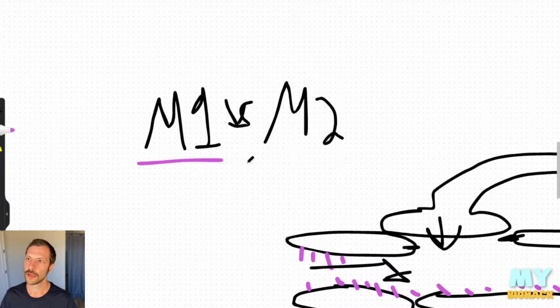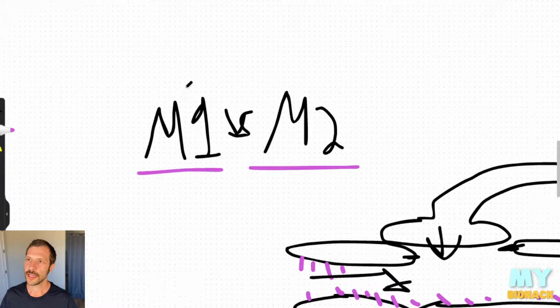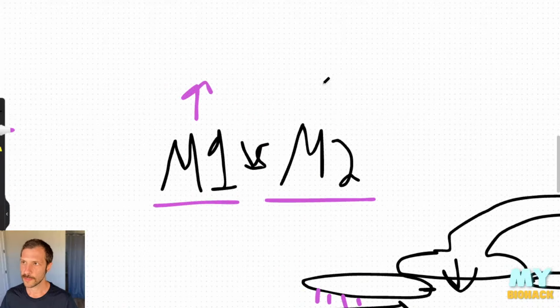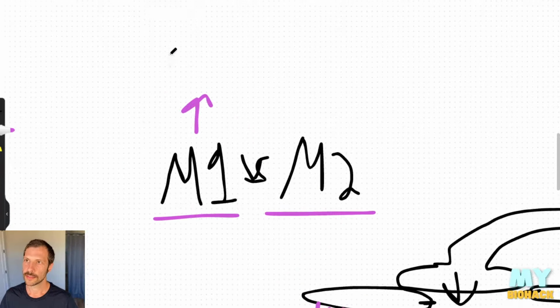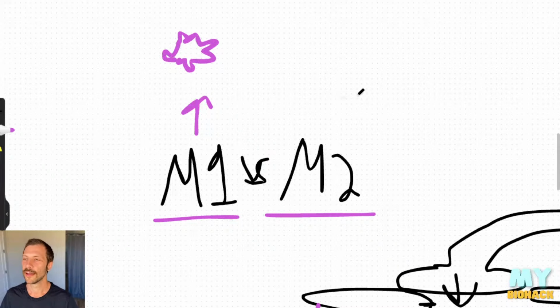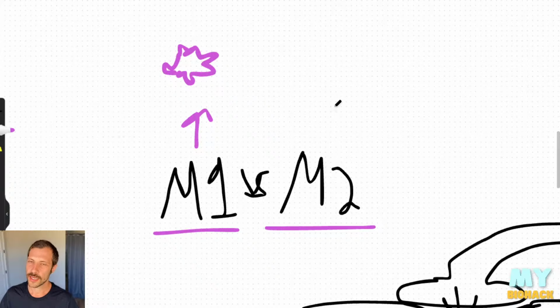Now, M1 is great for inflammation and creating an immune response. So it's highly reactive. Let me just see if I can draw out, yeah, reactive. And M2 is more anti-inflammatory and calm.